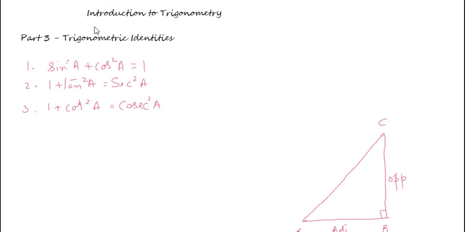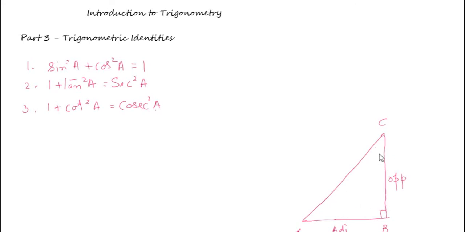This is the third and the last module under this chapter, Introduction to Trigonometry. In this module, we are going to cover trigonometric identities. There are three identities. First one, sin square A plus cos square A equal to 1. Second, 1 plus tan square A equal to secant square A. Third, 1 plus cot square A equal to cosecant square A. Let us try to prove these identities.